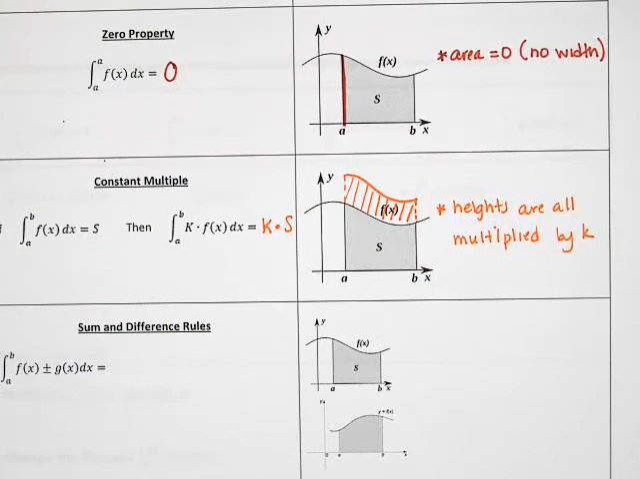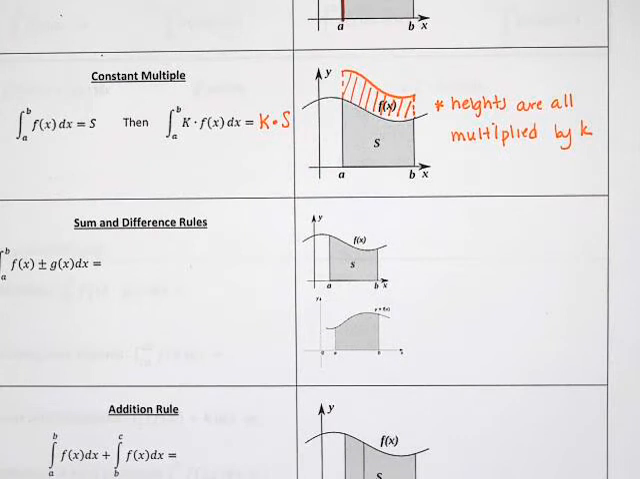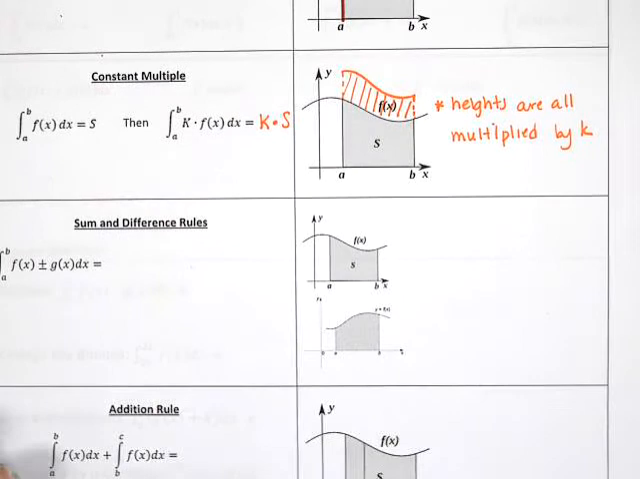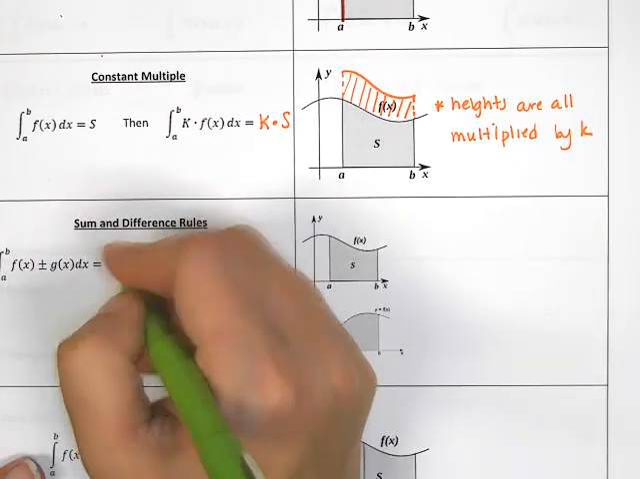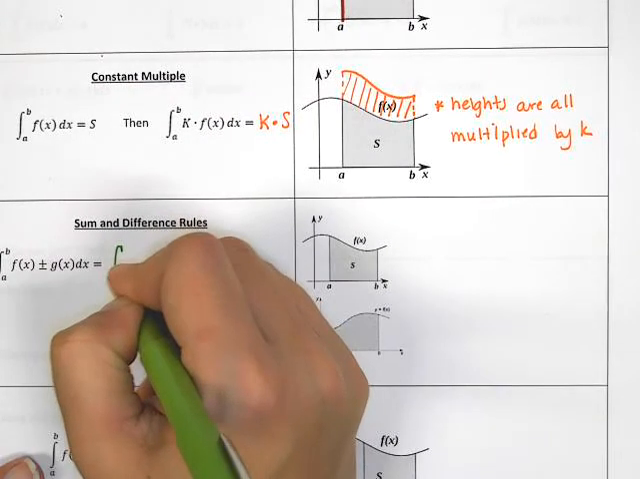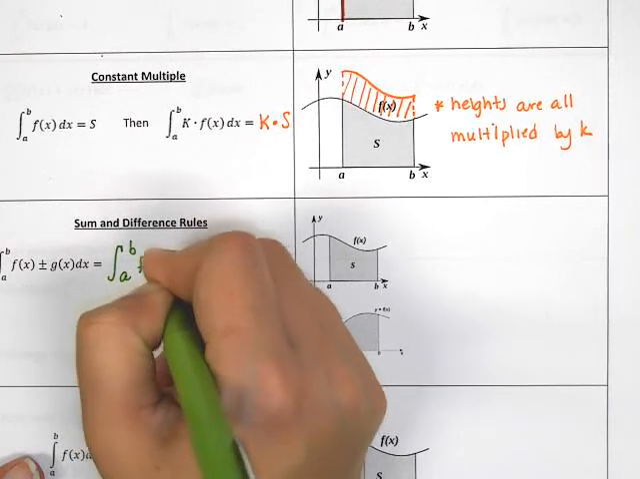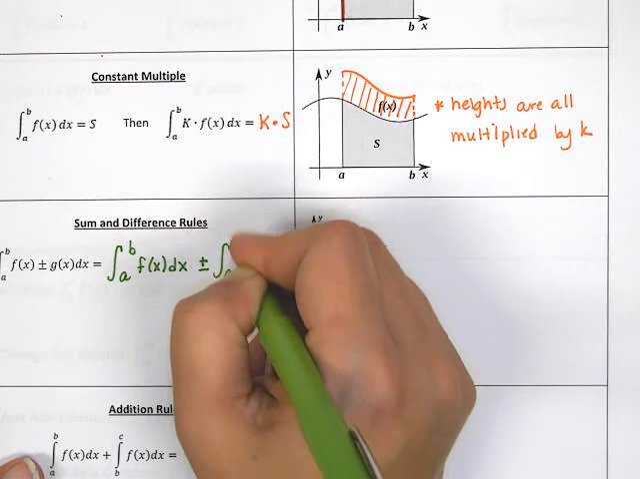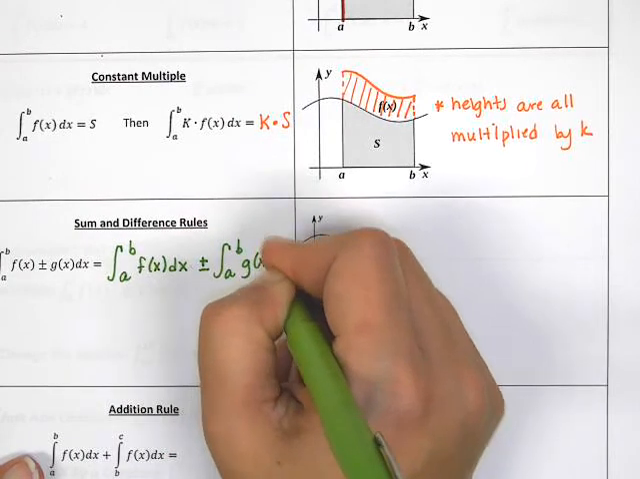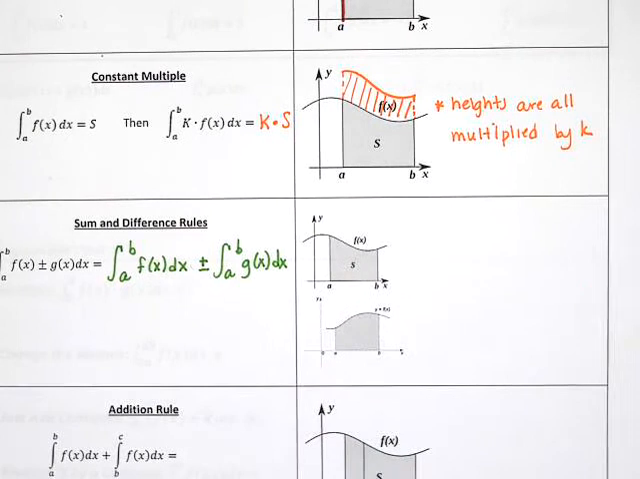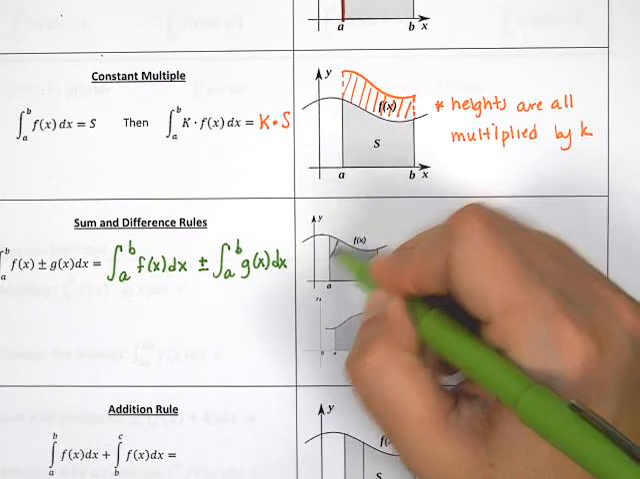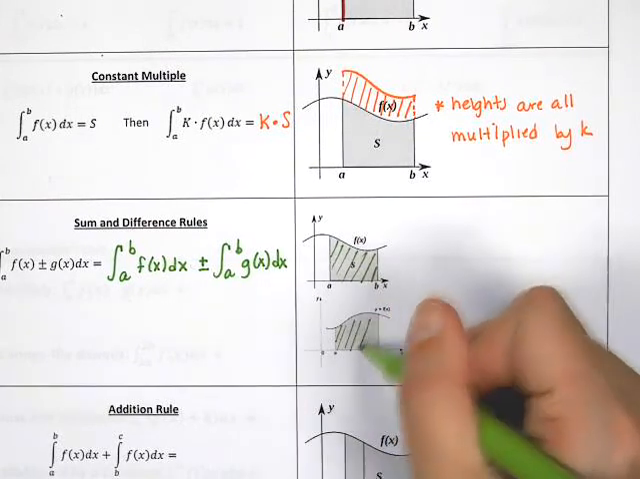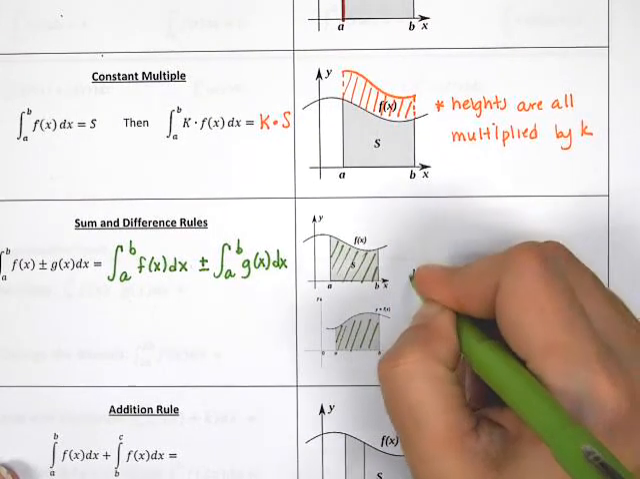We also looked at the sum and difference rules. Let's say we have two different functions inside of our integral. So we have f of x plus g of x, or we have f of x minus g of x. Then what we can do is just get those two areas separately and either add them or subtract them depending on what our original problem said. So if we want to know the integral of f of x plus g of x, then we just add together the areas.